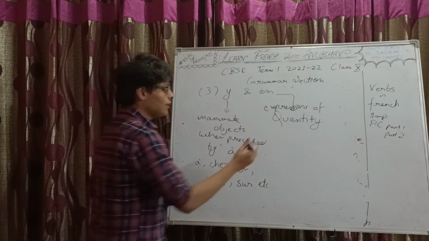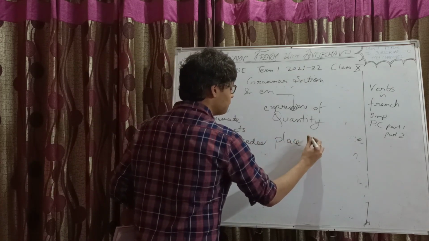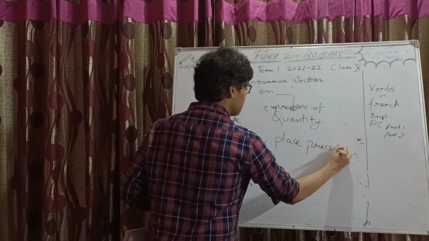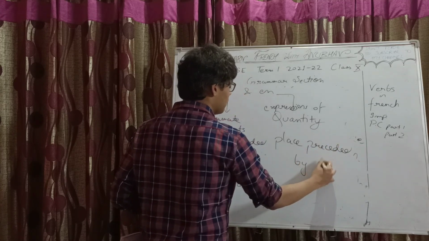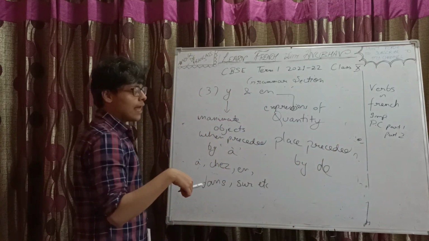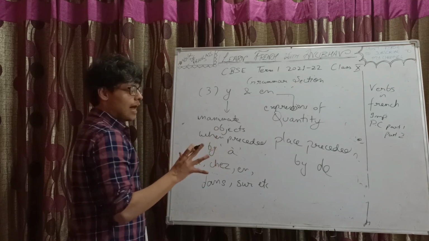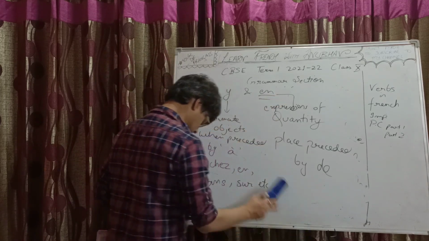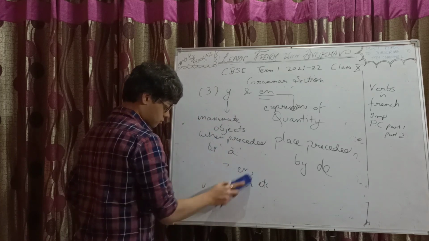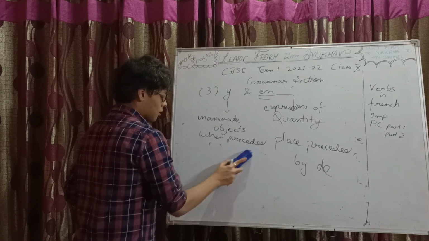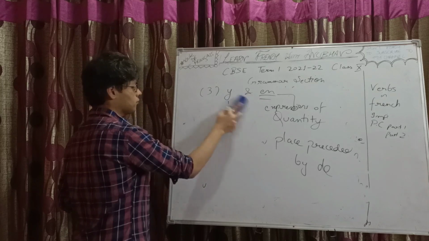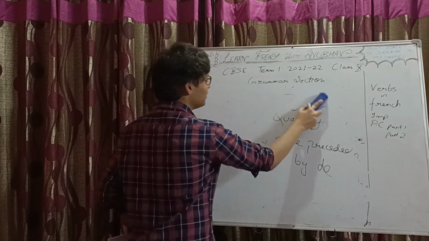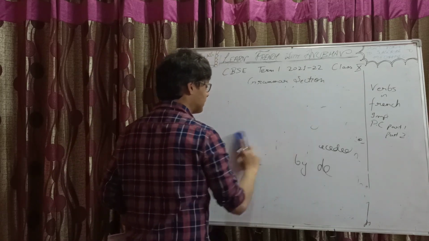And what else? When a place is preceded by the preposition de, like to return from, right? When we need to say that, then we use EN. And this was your third grammar concept in your syllabus.